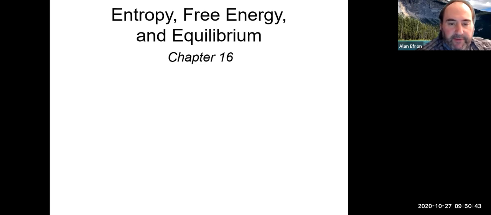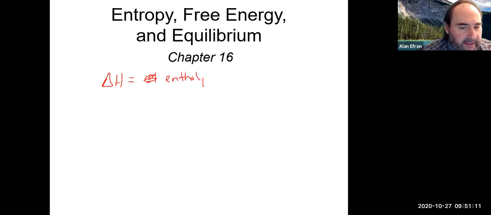So we're going to talk about entropy, free energy, and equilibrium in this chapter. This is a continuation from some things from Chem 50. We will also see some of our old favorites, like delta H. Delta H, if you remember, hopefully, is the enthalpy, and that's basically the heat of a chemical reaction.